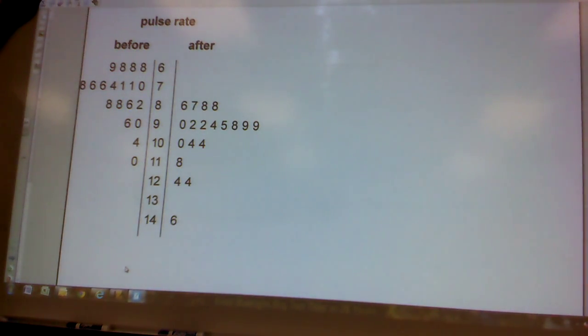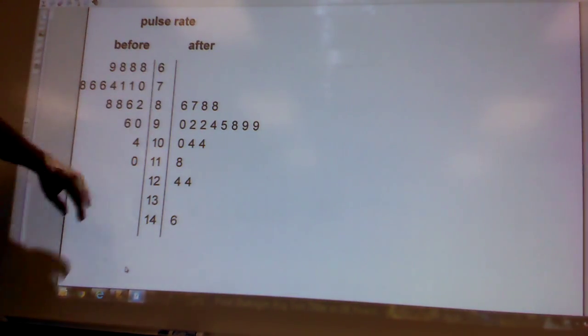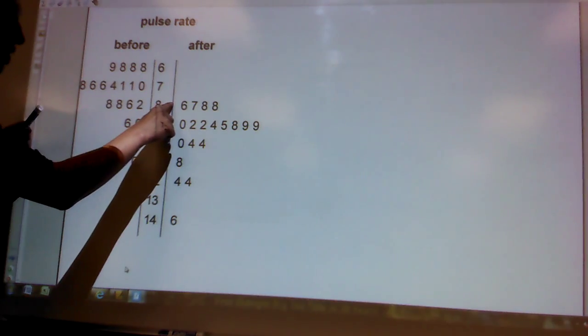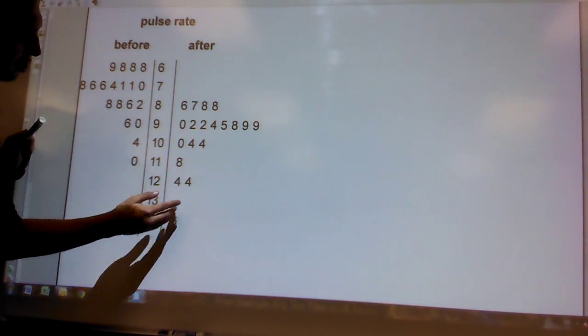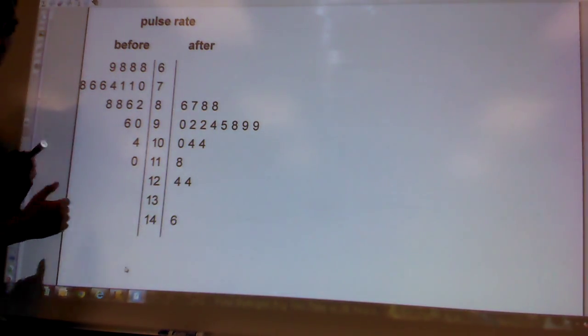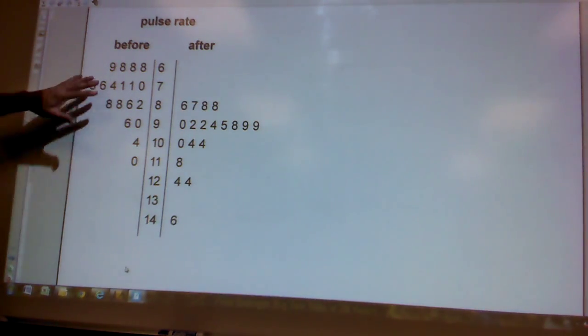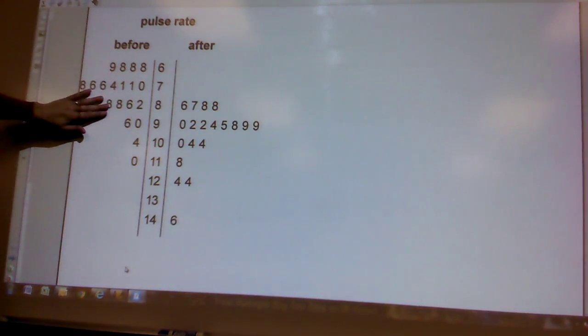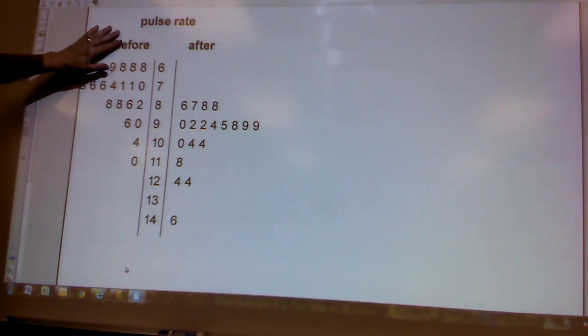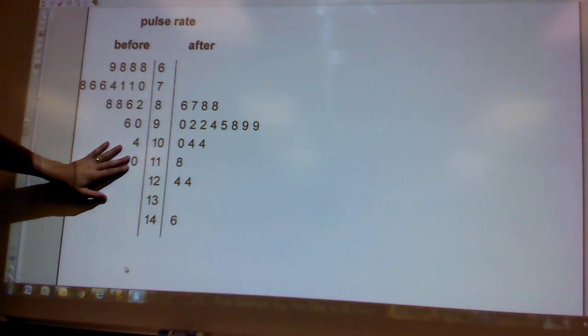When you hear the word compare, you need to be thinking shape, center, spread, and outlier or something different. So let's look at these. Let's talk about the shape. The shape of the after is maybe, if you want to say, skewed a little bit to the right. I could go with that. But when you look at the shape of before, most people would think it's skewed maybe to the left.